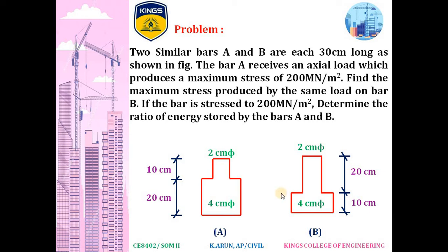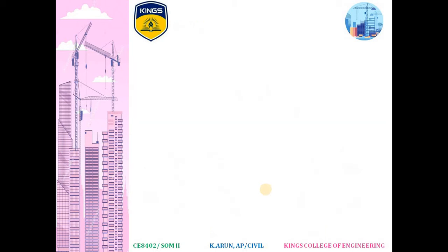For better understanding, I have divided the portions into 1 and 2, because while calculating the strain energy, it varies based on the area. Since the formula involves area also, it varies based on the area. So we have to calculate the strain energy for portion 1 and portion 2, and then sum it up for the total strain energy stored in bar A. Similarly, in bar B also I have divided the portions into 1 and 2.